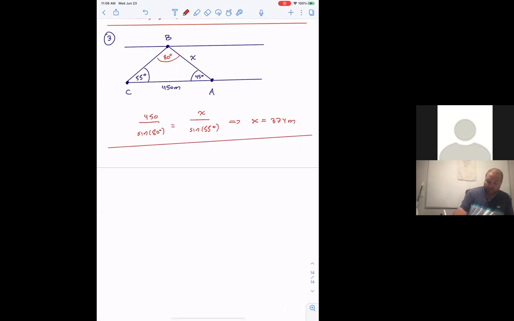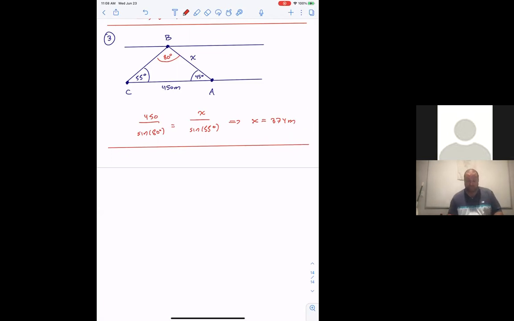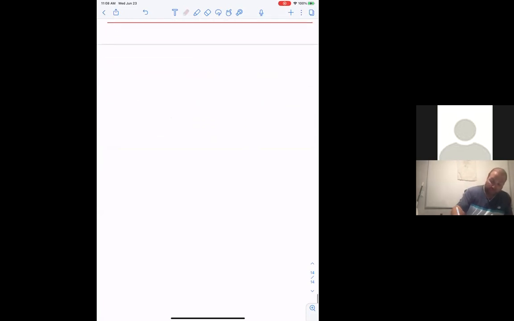Does that seem reasonable? Well, it's less than 450. And 450 is the side opposite the biggest angle. So if I got something more than 450, I might start worrying. Now I don't have to. Question number 4.